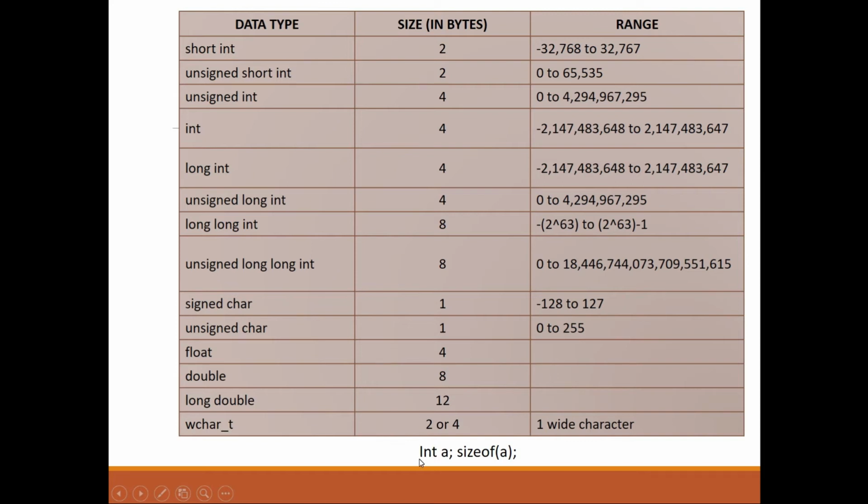You can write a program: declare int a, and type cout sizeof(a). This is an inbuilt operator. It gives out how many bytes are occupied by this particular integer. So it will be displayed as 4. Everything you have to remember is that it displays in the form of bytes.